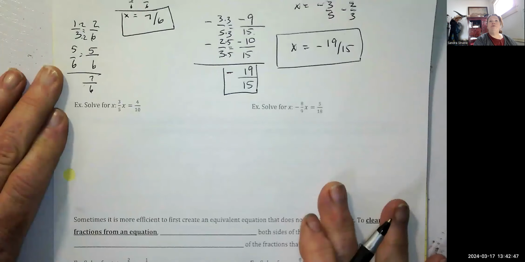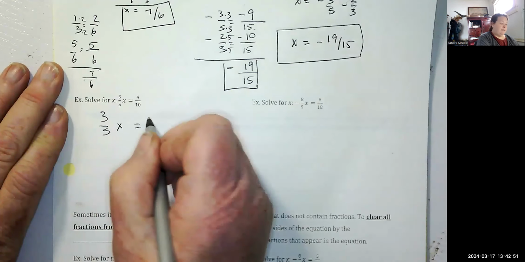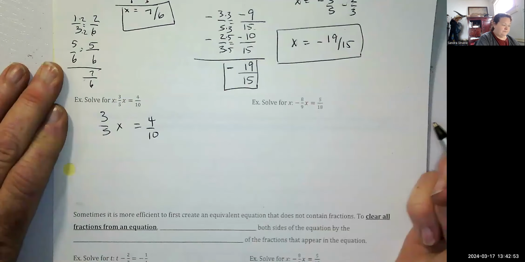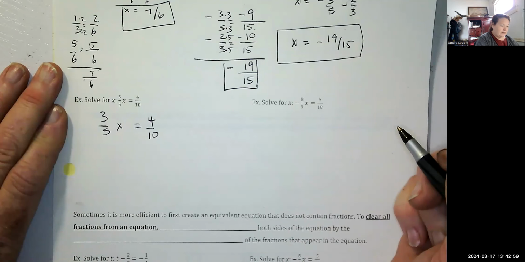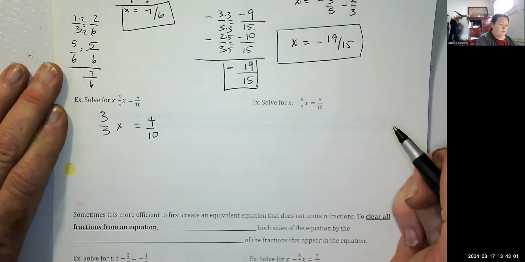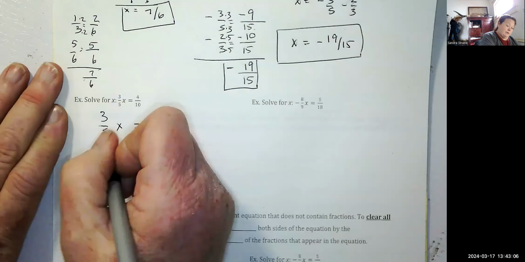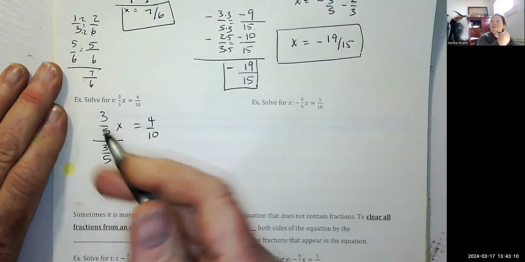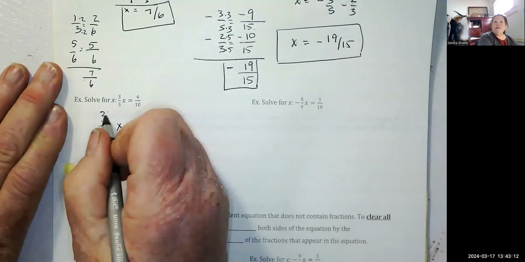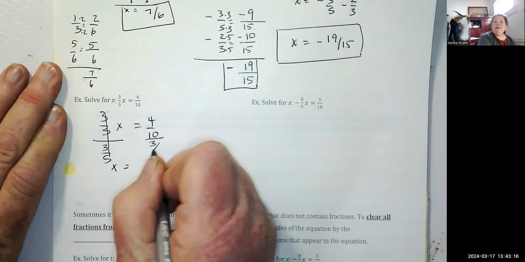All right, we're going to solve for x. 3/5 x is equal to 4/10. Who's attached to x and how? Well, 3/5 is attached to x by multiplication, so we're going to have to do the opposite to get rid of it. We have to divide by 3/5. 3/5 divided by 3/5 is going to give us 1. So that's just x is equal to 4/10 divided by 3/5.